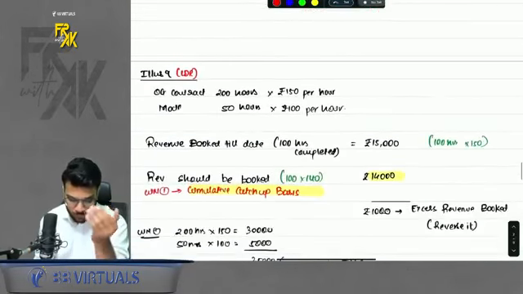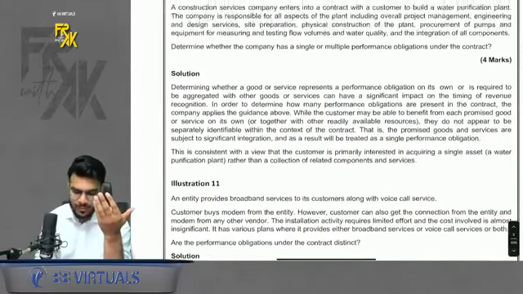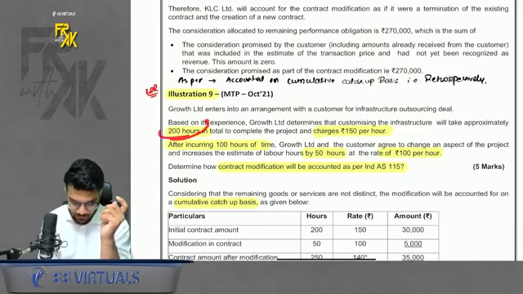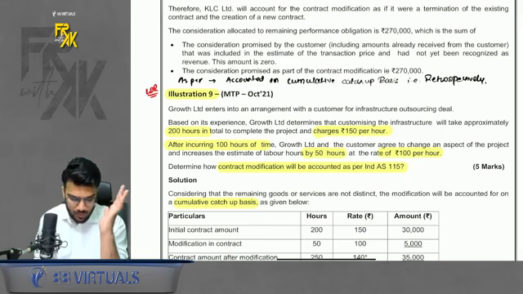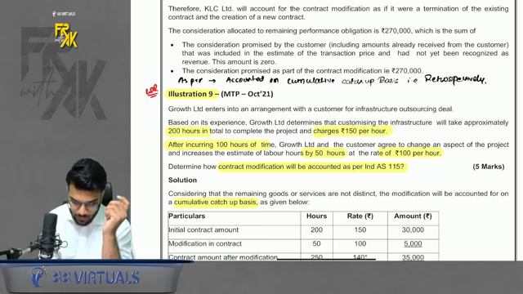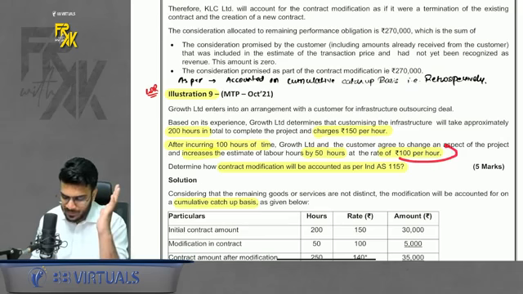Okay. Now to prove this, we also did two illustrations. One was illustration number 9, you can say. Okay. What was happening here? So initially we entered into a contract for 200 hours where he was charging 150 per hour. Now after incurring 100 hours, he said that we have to increase the estimate by 50 hours. So here we are increasing the number of hours in the original contract only. Okay, at rupees 100 per hour.